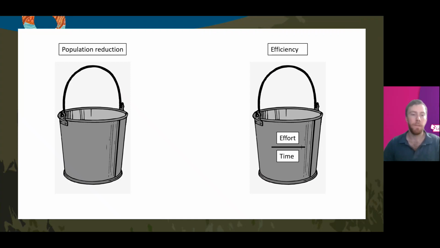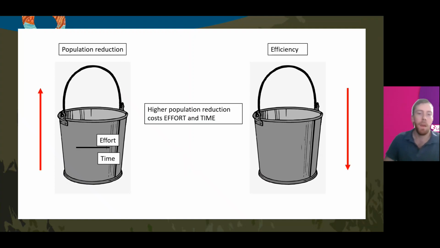What we essentially have is two buckets. We have a population reduction bucket and we have an efficiency bucket. And the highest efficiency is the highest population reduction from the least amount of effort and the least amount of time. If you remove one pig in the first minute, your efficiency is going to be 60 pigs per hour, but obviously your population reduction is going to be very low. So to increase population reduction, it costs effort and it costs time, because as population reduction goes up, the density of the pigs goes down, which makes it harder to find them, and it takes more effort and more time, and therefore erodes your efficiency.